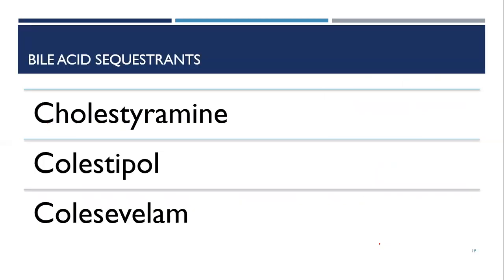Then we have the bile acid sequestrants. We have three drugs under this. The first one is cholestyramine, any way you can pronounce it. Then we have colestipol and we have colesevelam, any way you can pronounce.